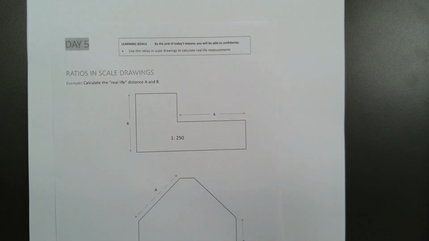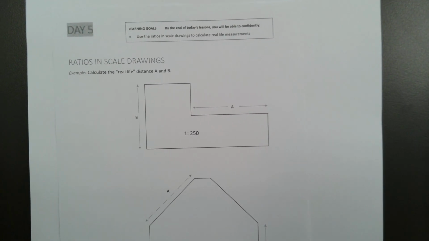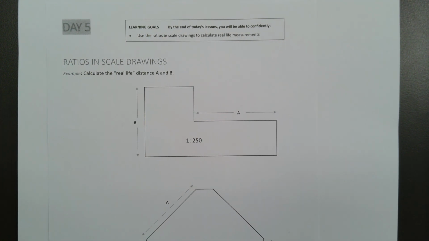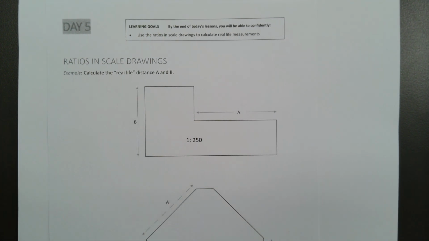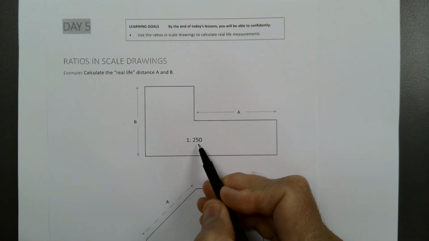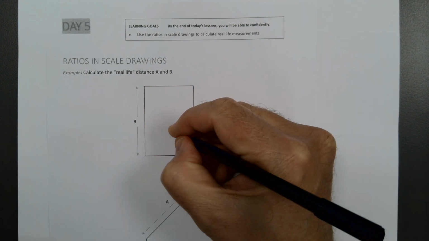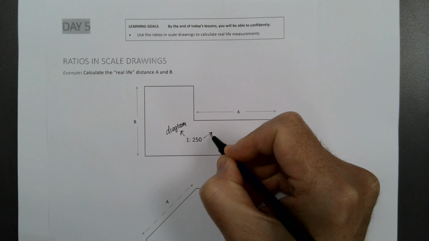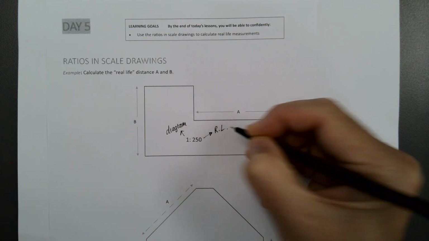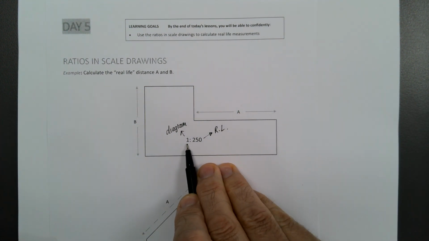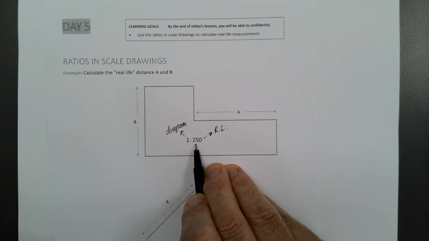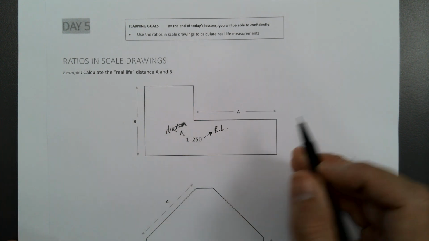So this is on page 11. Let's just zoom in here a little bit. All right, so we want to find the real life distances A and B. So what information have we got? Well, this says it's 1:250. So that 1 is the diagram, measurements on the diagram, and that there is real life. Okay, so in other words, every one thing I measure on this diagram is scaled up, if I times it by 250, to represent what it is in real life.